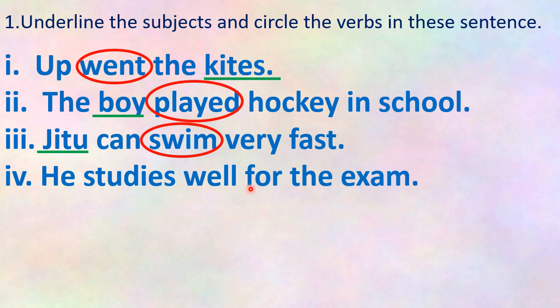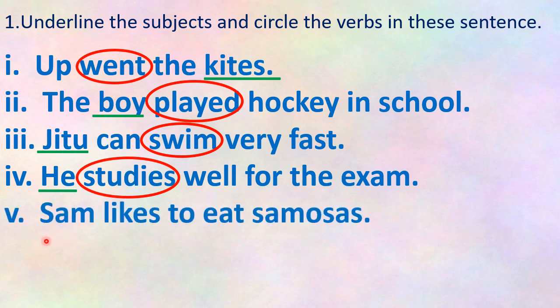Fourth, he studies well for the exam. Now this sentence is telling that he studies well for the exam. So he is the subject, and what is the action going on here? Studies. So circle the verb. Fifth, Sam likes to eat samosas. Now this sentence is saying to us that Sam likes to eat samosas. So Sam is the subject. And what is the action here? The action is eat. He likes to eat samosas. So circle the verb.